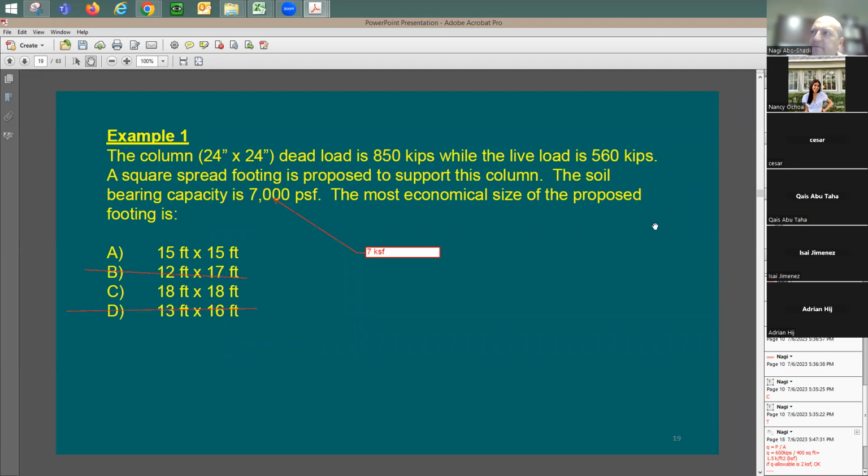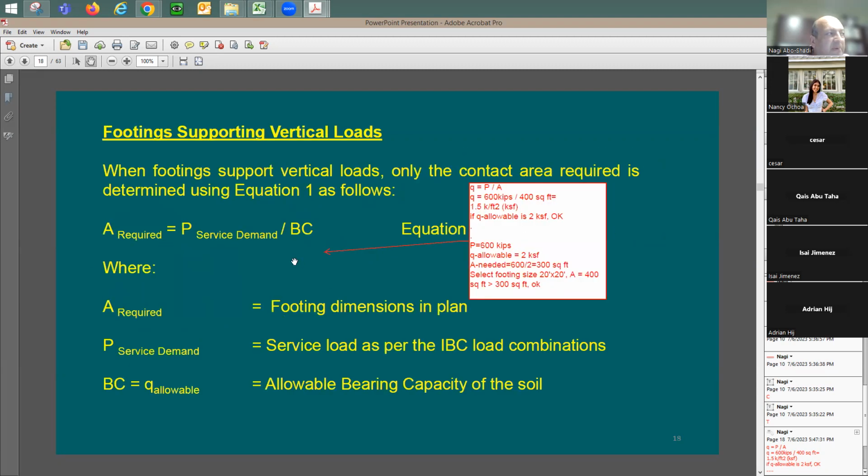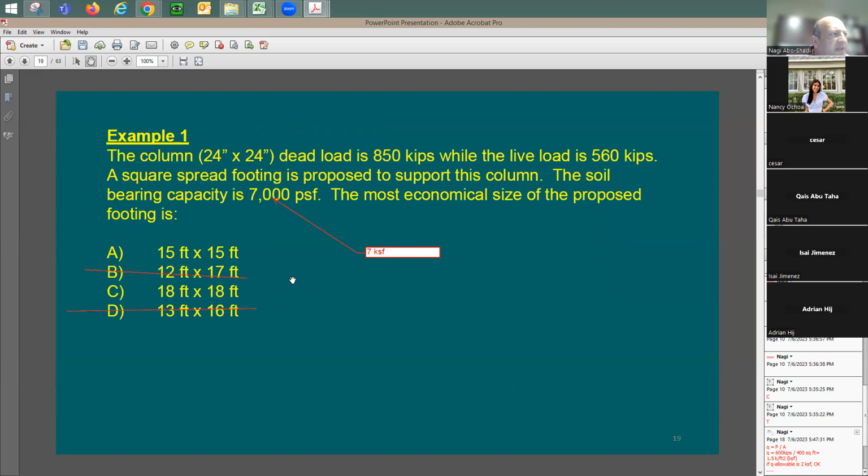So let me check this out. First, how much is the total load? I'm going to go back here to my slide. I'm going to say P service demand. How do you get P service demand? P service demand is simply going to be equal to 850 plus 560.